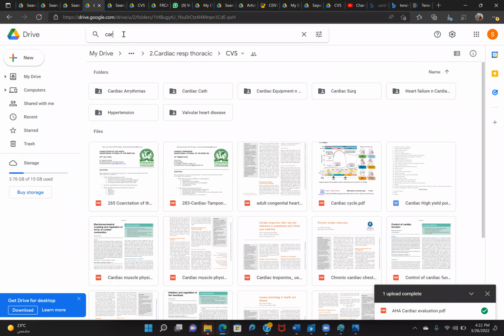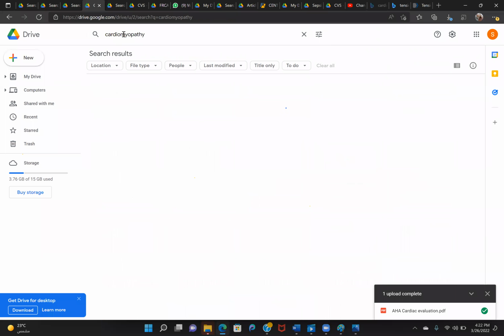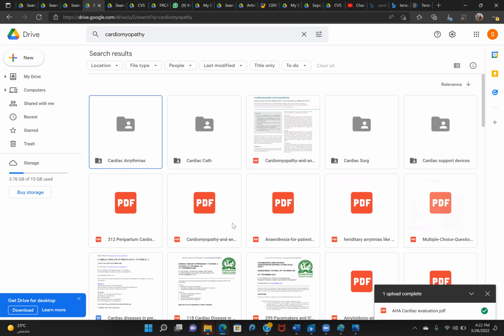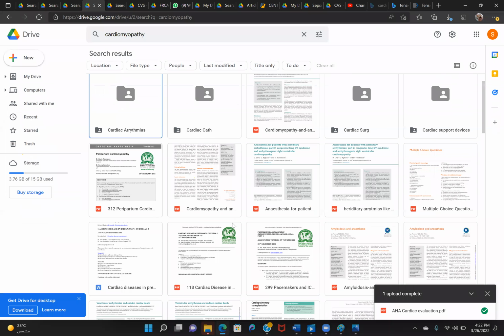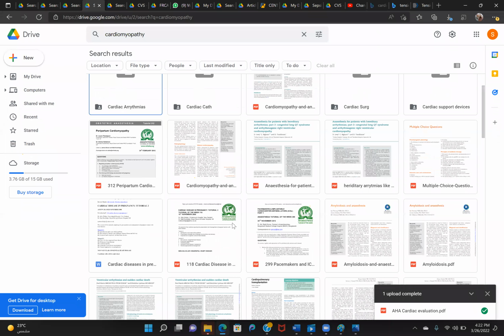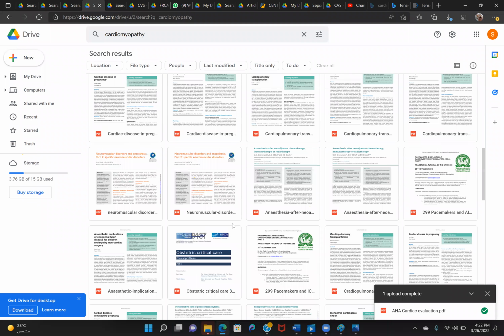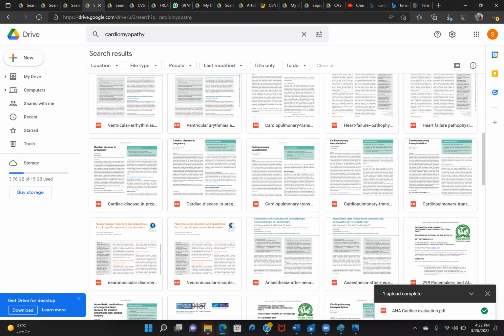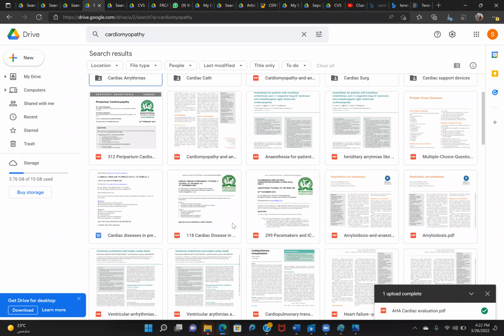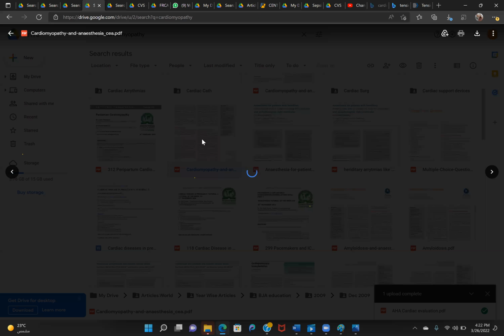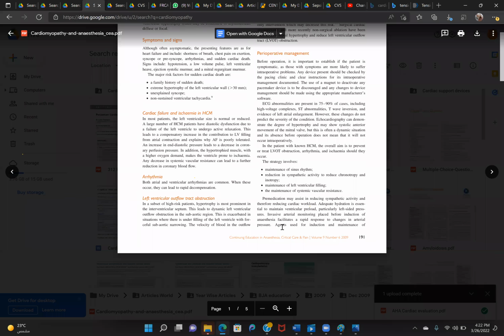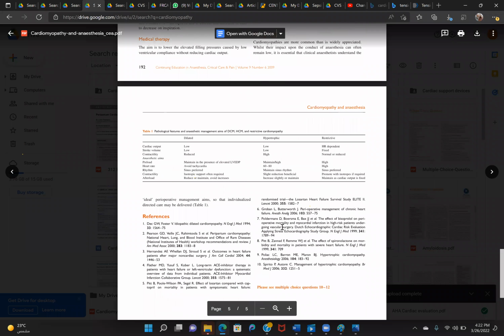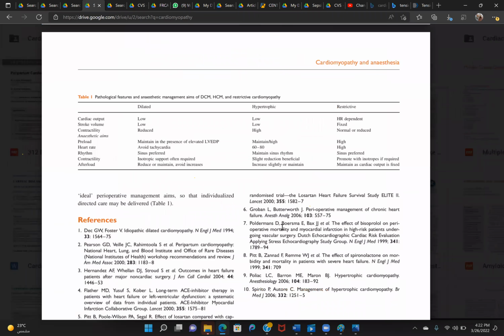I was just searching cardiomyopathy. That is also how to search. If you want to search any topic, you will find articles related to that search. Just a second. Actually, there was an old article about cardiomyopathy. Once upon a time, we discussed.